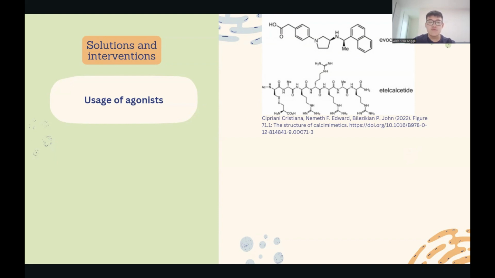Now, the agonists can also be used for the T2R and bitter tasting compounds. So some examples of T2R agonists are diphenhydramine, flufenamic acid, and denatonium benzoate.